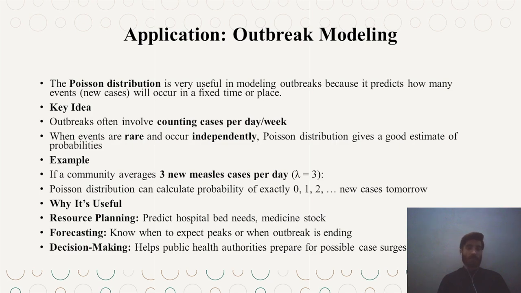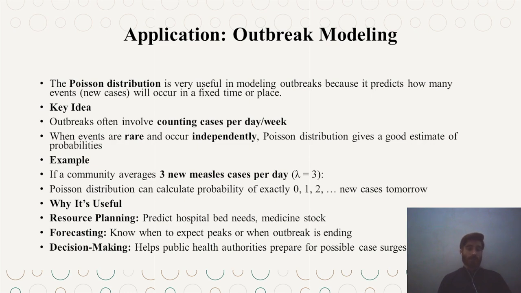For example, if the community averages 3 new measles cases per day, the Poisson distribution can calculate the probability of exactly 0, 1, 2, and so on cases with time or days. For example, one day we have 3 measles cases, the next day we have 2, the third day we have 5, the fourth day we have 4. So there is a time, like first day, second day, third day, fourth day, and there is a space or place in which we will measure the measles cases.